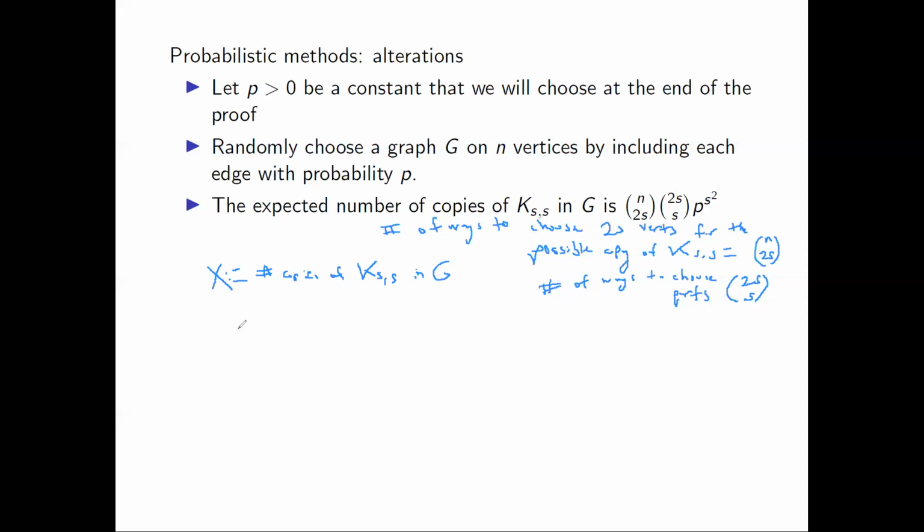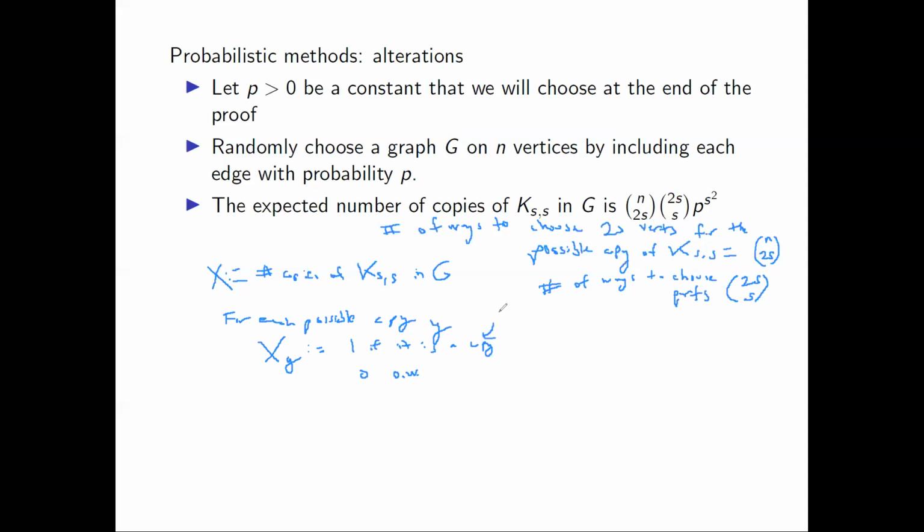And we can say for each possible copy, and we'll call it, let's say, y, we'll define x sub y to be 1 if it is a copy, and 0 otherwise. And let's explain a little more what we mean if it is a copy.